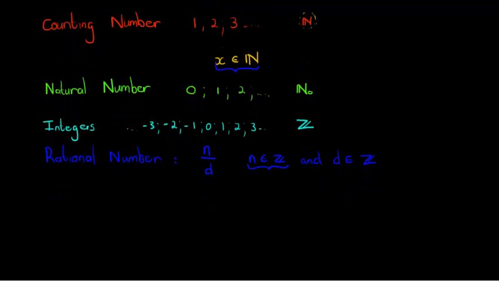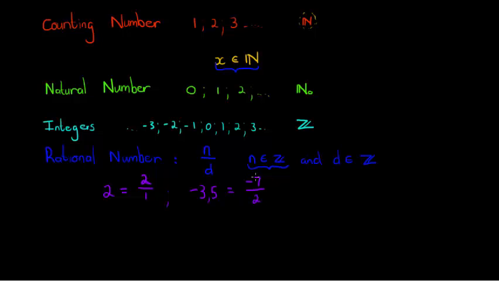So let me look at a few examples. I think that will best describe it. So, for example, the number 2. That's a rational number. Why? Because I can write it as 2 divided by 1, where 2 is an integer, it's a whole number, and 1 is a whole number. If I look at a number like negative 3.5, the number negative 3.5 can be written as negative 7 over 2.